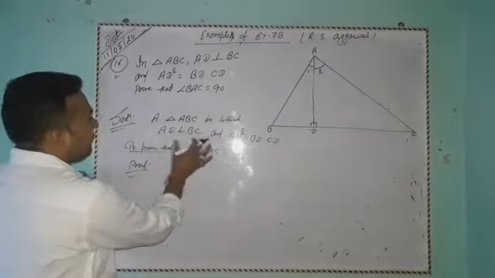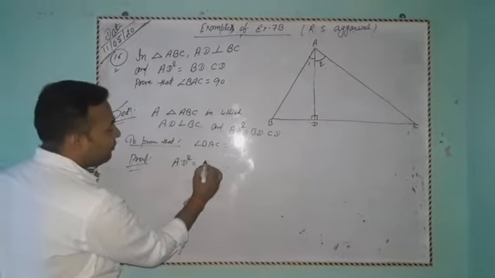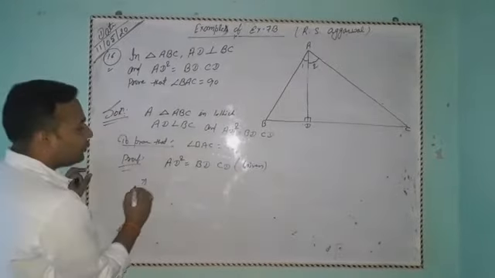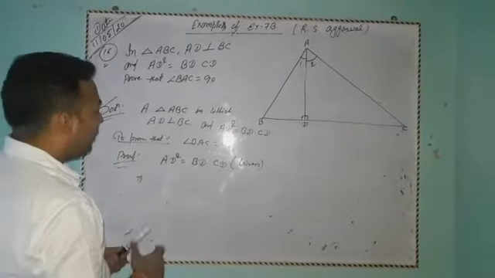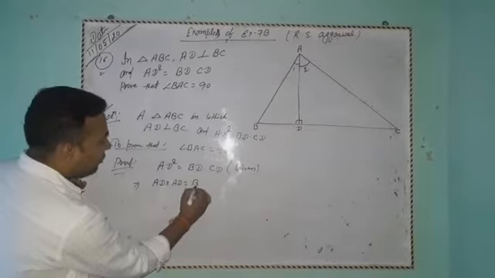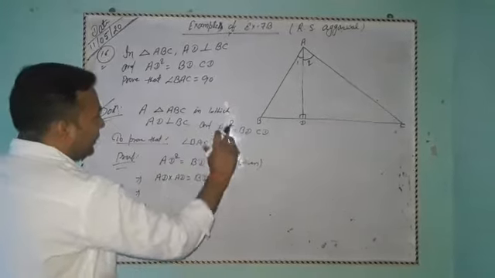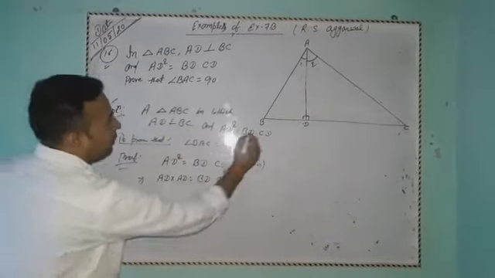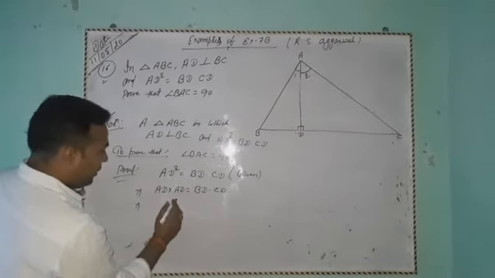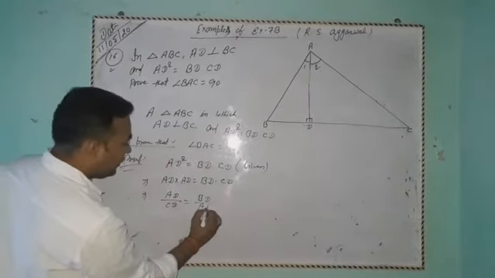First of all, AD square equal to BD into CD, given. Okay. So we write AD multiply AD equal to BD into CD. Okay. So BD by AD equal to AD by CD.